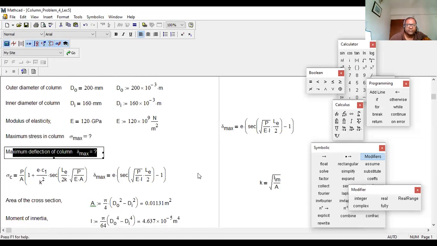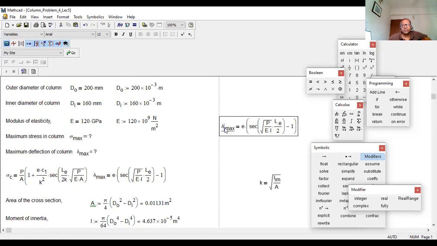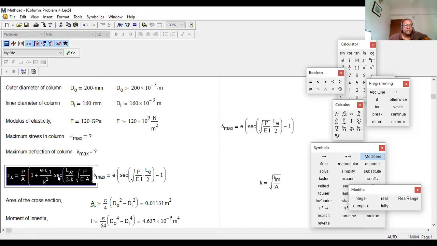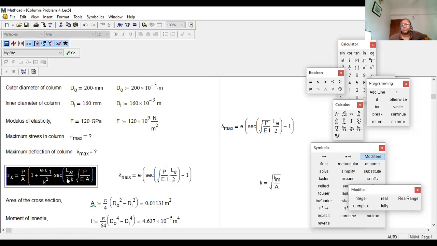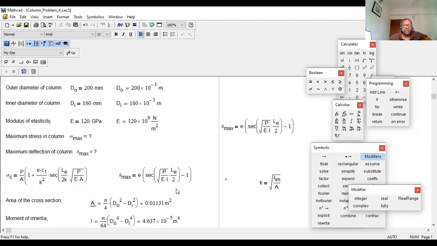Since eccentricity is given, you immediately need to jump to the second formula. This is the formula for maximum deflection, and this is the formula for stress in the column. You see in the maximum deflection formula, you have I over here in the bottom.